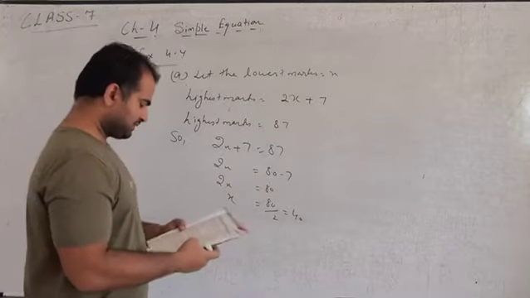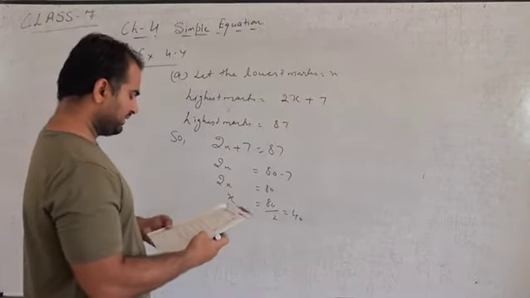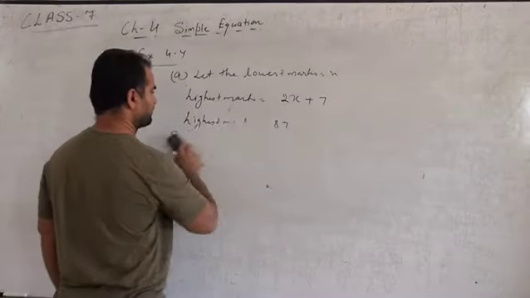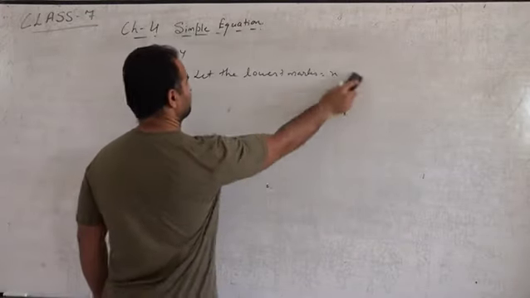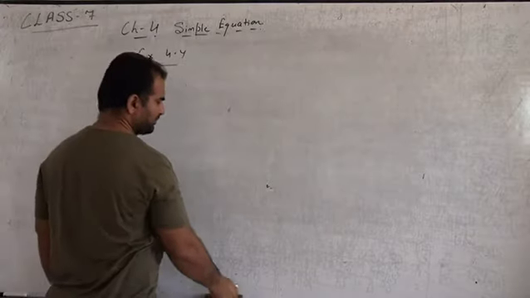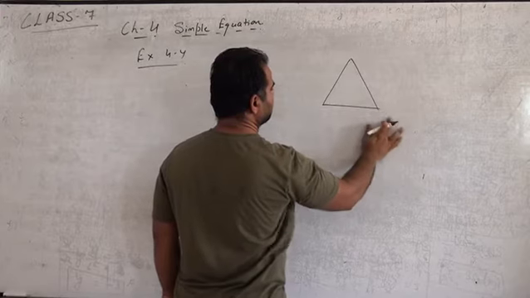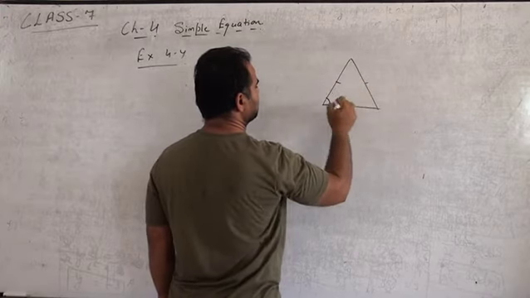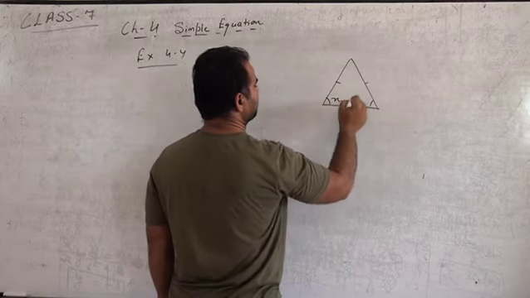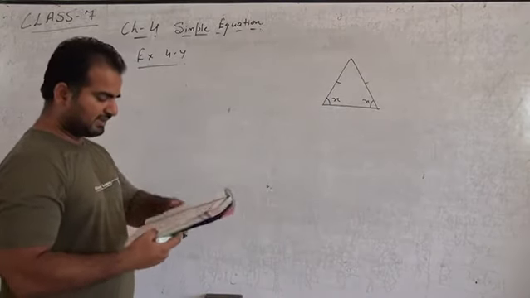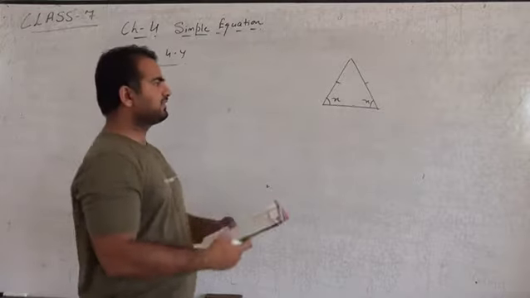Okay. So next is B. In an isosceles triangle, so this is our isosceles triangle. Okay, both the sides are equal. So the angles opposite to them are also equal. We let these angles equal x. In an isosceles triangle, the base angles are equal and the vertex angle is 40.